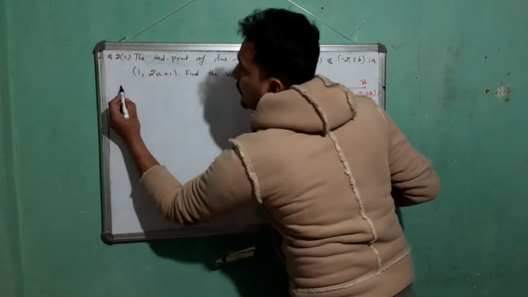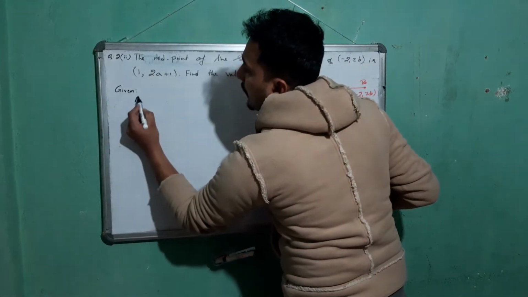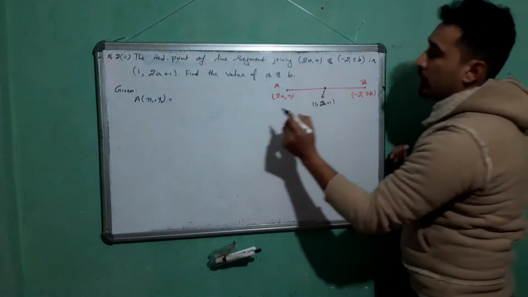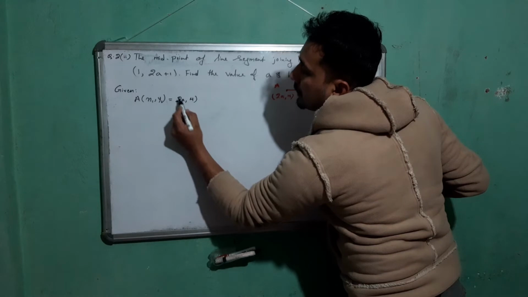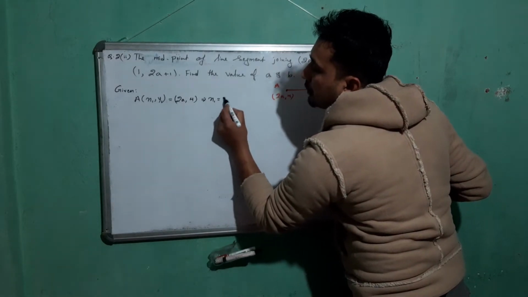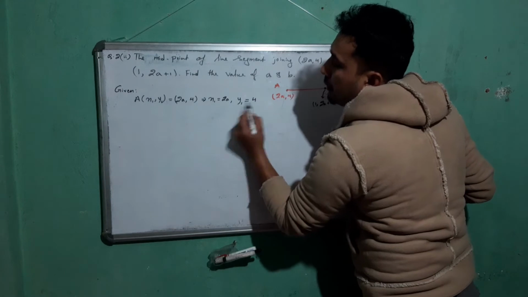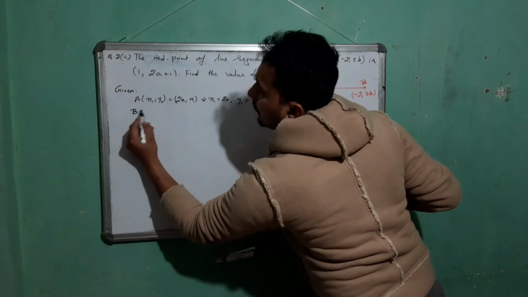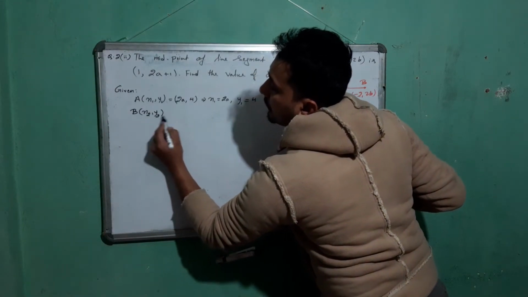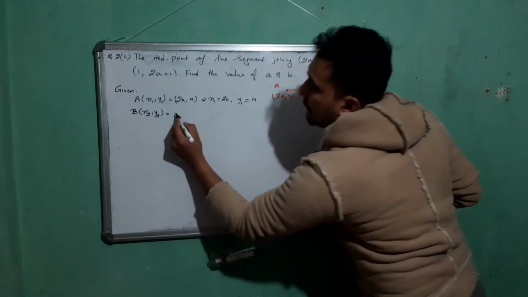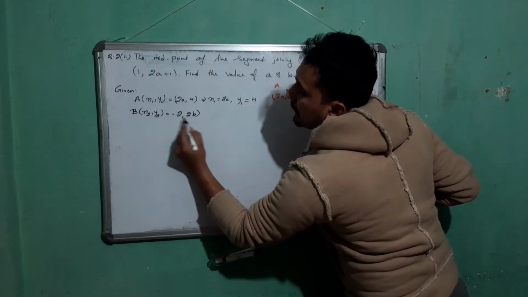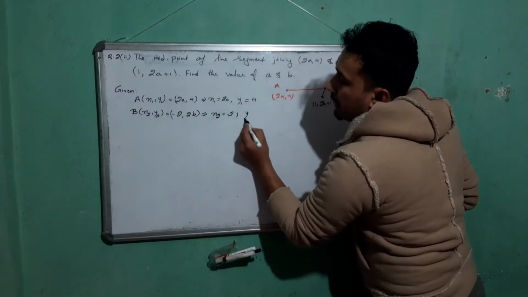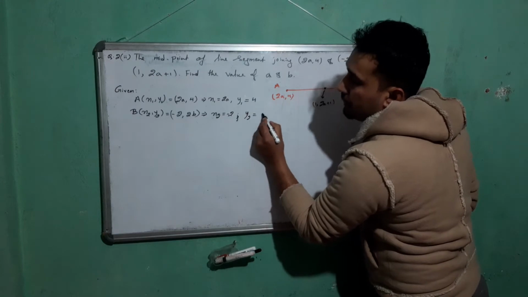So given A (x1, y1) is equal to (2a, 4). From here, x1 is equal to 2a and y1 is equal to 4. Next, B (x2, y2) is given as (-2, 2b). So from here x2 will be equal to -2 and y2 will be equal to 2b.